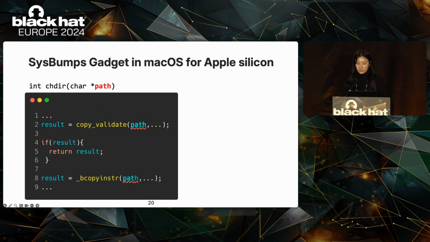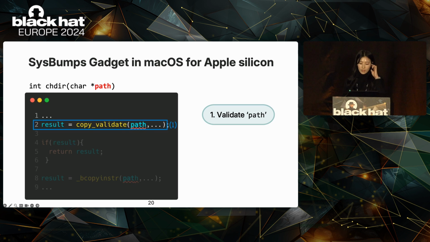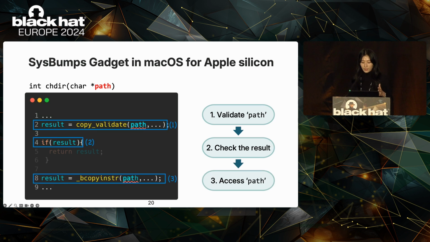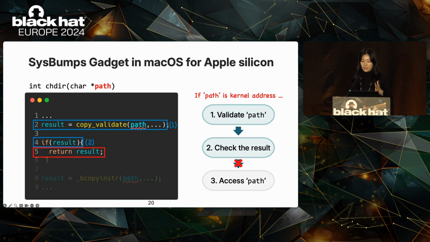And this is the gadget we discovered in macOS for Apple Silicon. It was mostly found in system calls that take a string pointer as an argument, like chdir. The gadget validates the input address path specifically through the copy validate function on line 2. And this function mainly checks the address range. So if the address is valid, it passes through the conditional branch on line 4, and the bcopy instr function is called where the path is accessed. However, if a kernel address is given as the path value, validation fails and the function exits through a return instruction in the conditional branch.